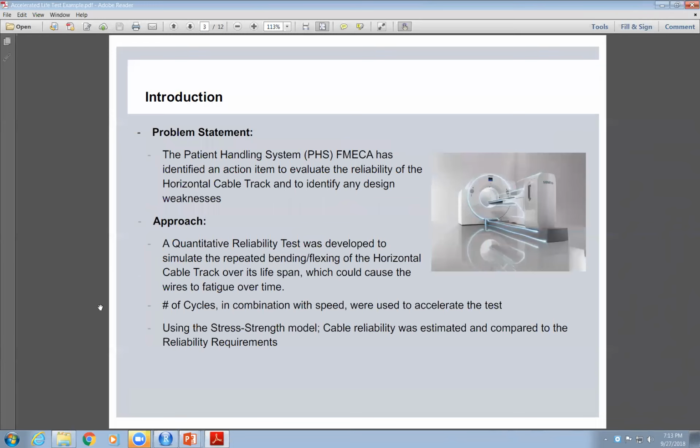Okay. After we've done the testing, we looked at the data, we calculated some parameters. For this case, we used Weibull++, a software that we use. We did the two-parameter Weibull distribution. Beta value was 3.7, which means wear out.